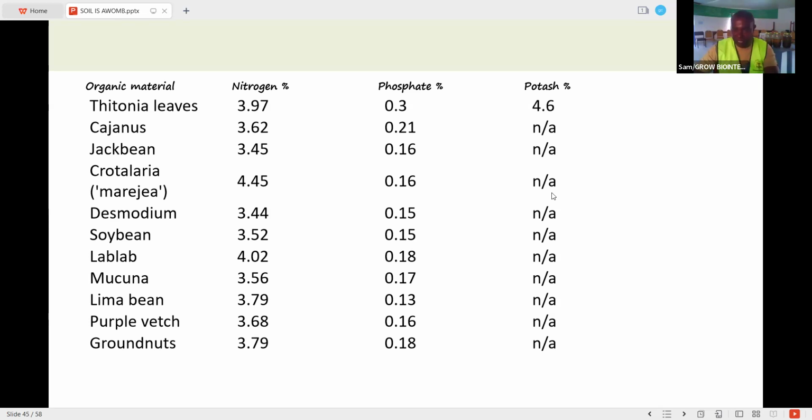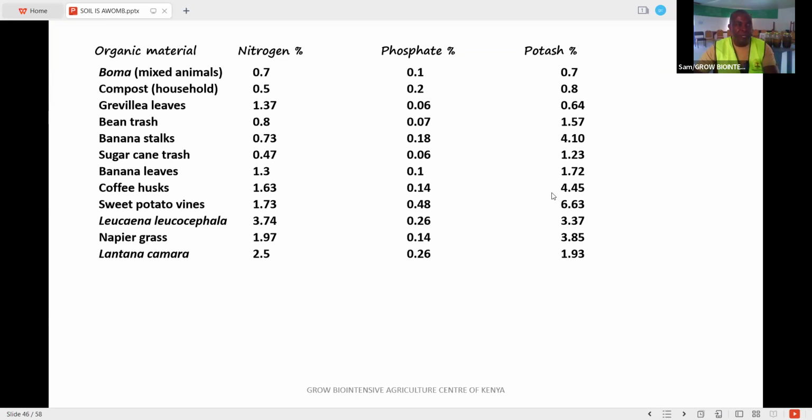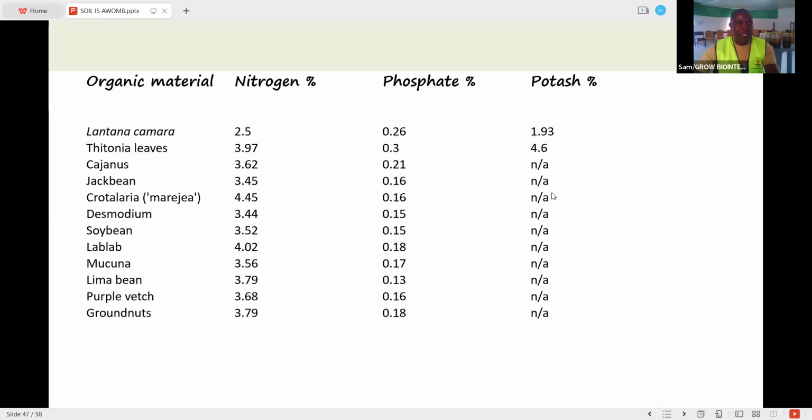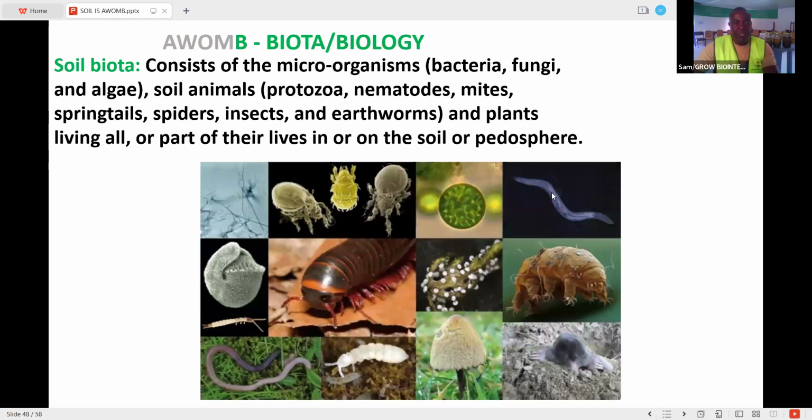Phosphates, the same. Potash, the same. And some of them don't have potash. So you are looking at what it is that you want in your soil. Boma compost, the one that I said, a mix of animals and plants. Look at that. Compost has a balance. Gravelia and banana stalks have high amounts of potassium. It depends on what you're looking for. So we have all the resources with us. It's just that we need to identify those resources so that we can improve our soils.